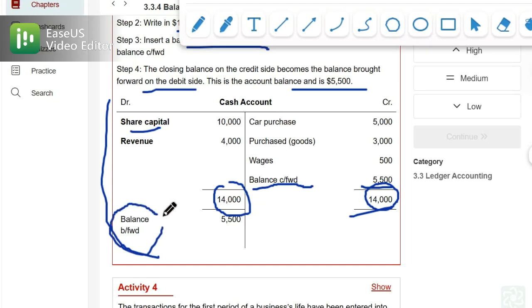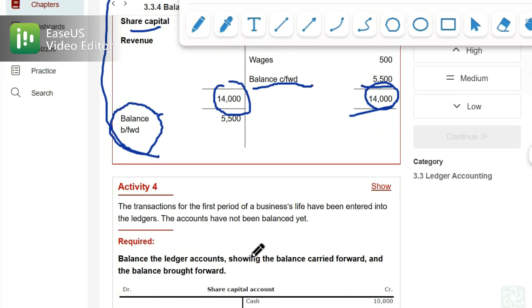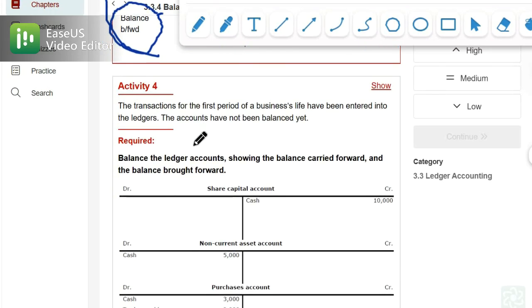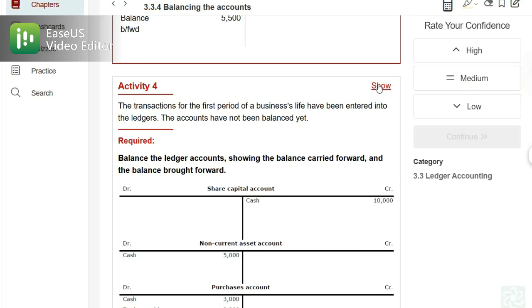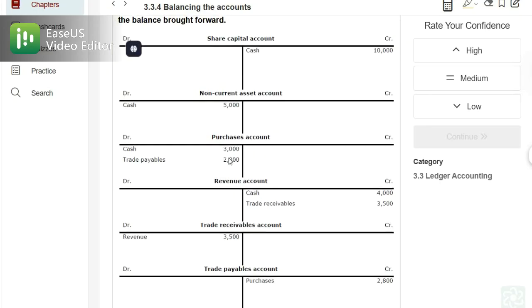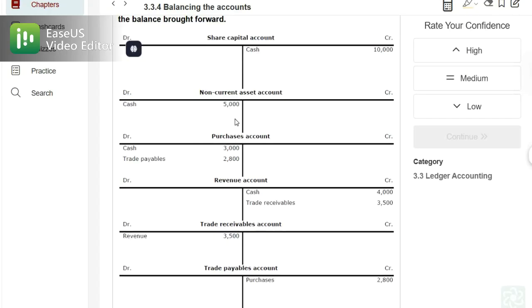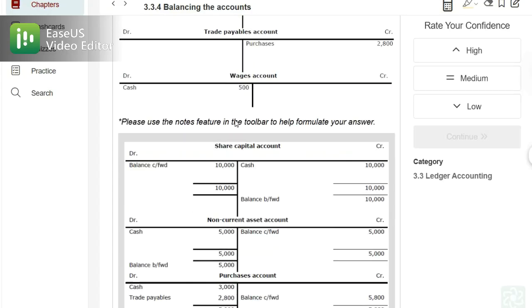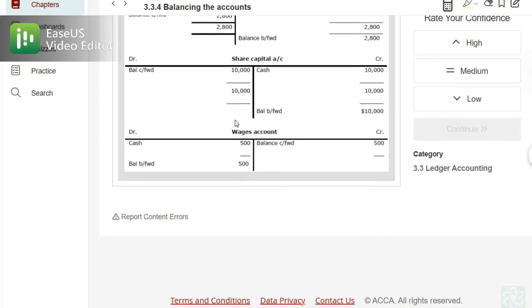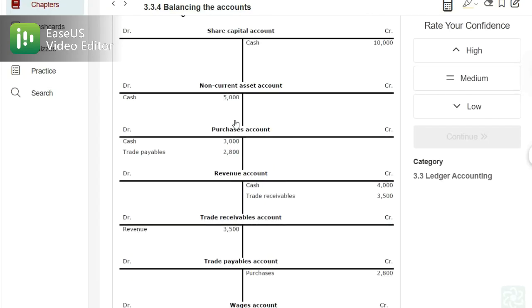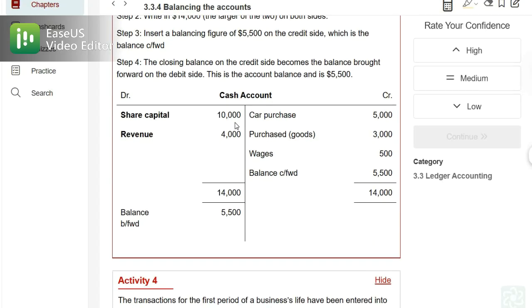Okay. Now here we have another question, and this is the activity. You can do it by yourself. Let me show you the answer, and you will do it by yourself here. Balance the ledger account, show the balance carried forward and the balance brought down here. Okay, this is the question, and you will have to do this. Here is the answer also. So if you have understood this example, then definitely you will answer activity number 4.